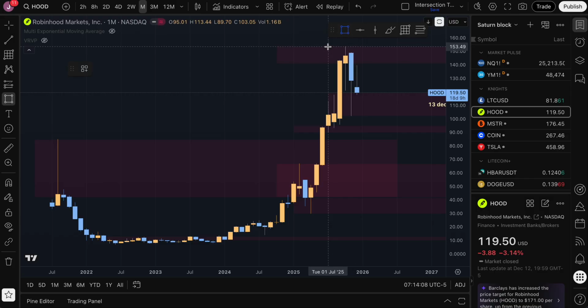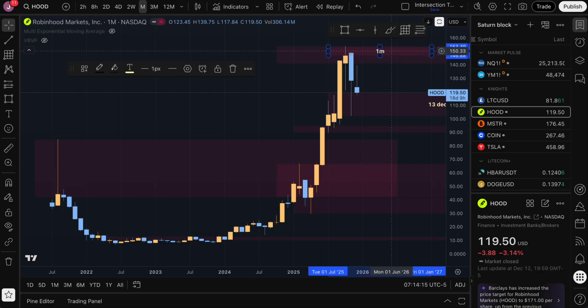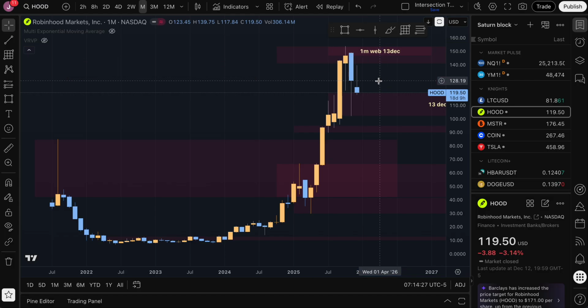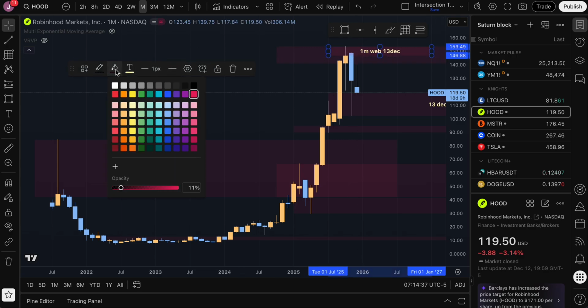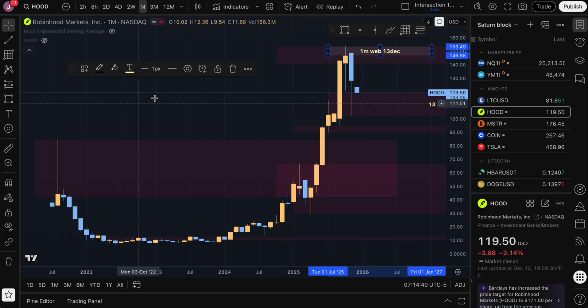And do the same process. The 1 month, December 12th, or no, it's not the 12th, it's the 13th. And let's go 1 month wick engulfing blocks. And also change the color. Now we'll keep going.